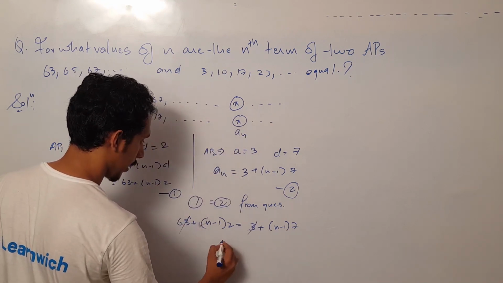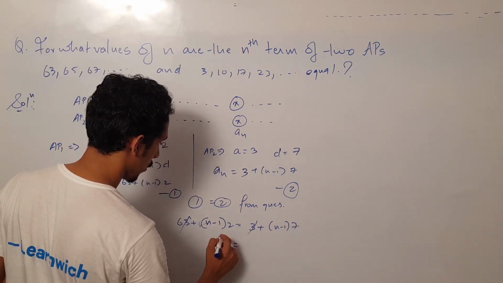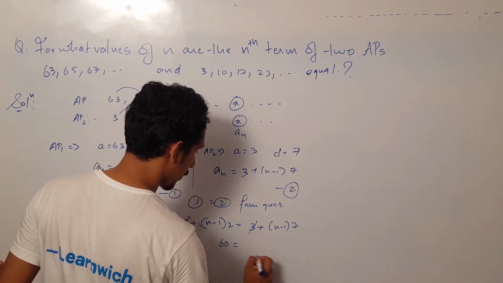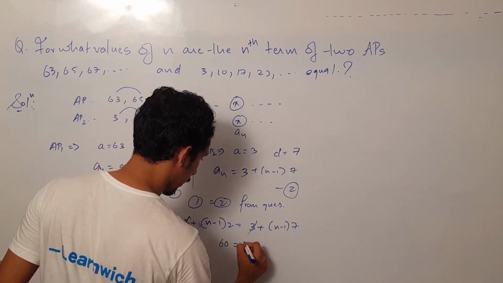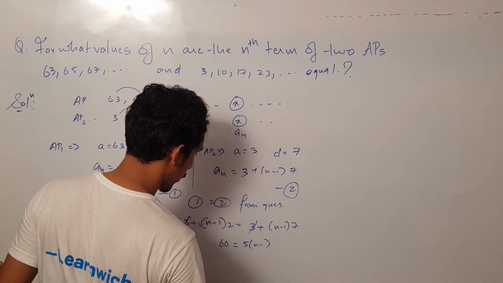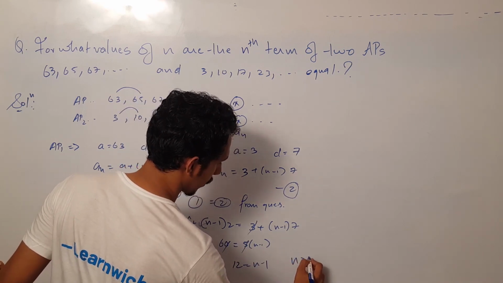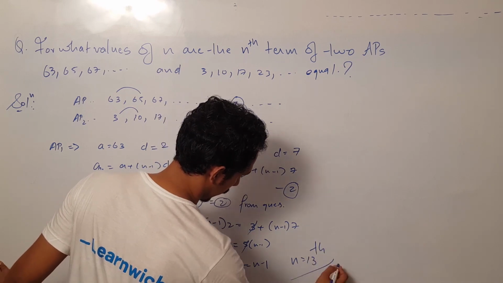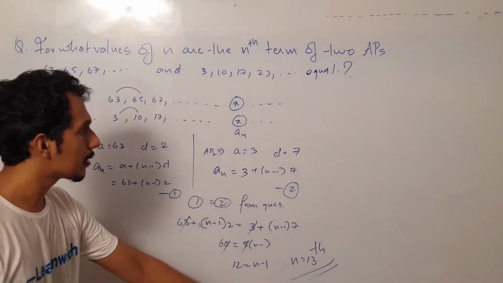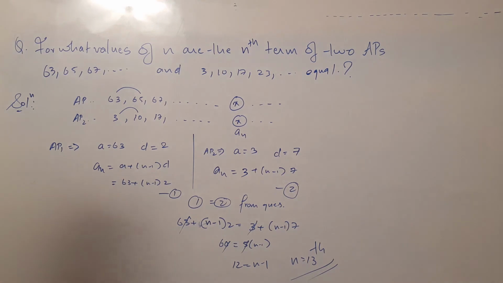So the answer is 60 is equal to 7 times n minus 1 minus 2 times n minus 1. If you take it to the other side, that will be 5 times n minus 1. So 60 divided by 5 is 12, which is n minus 1. So n is equal to 13. The 13th term of both APs will be the same.